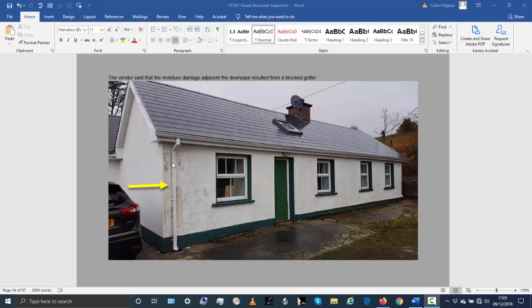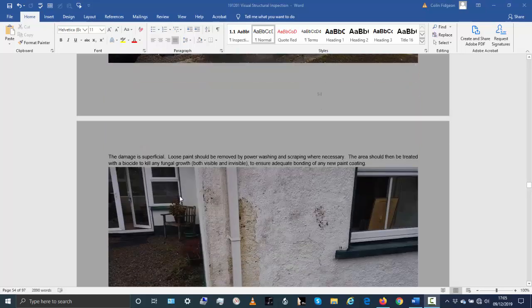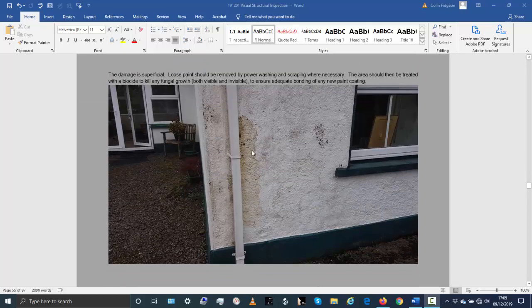It does look like the kind of damage that would be associated with a blocked gutter that was overflowing for months. So I'm looking at that and saying that at this stage the problem has been resolved and it's just cosmetic damage. If we zoom in on the next page here, we can see the damage.